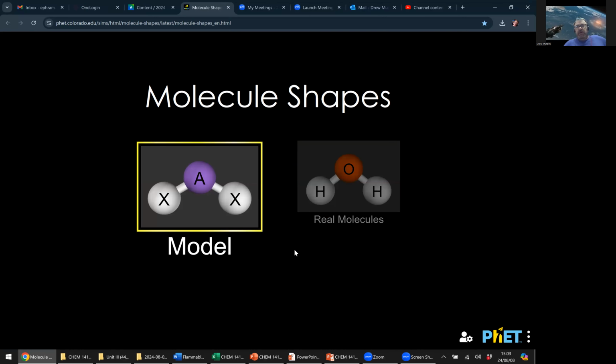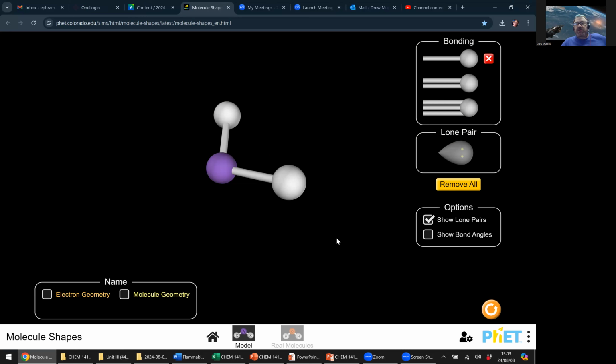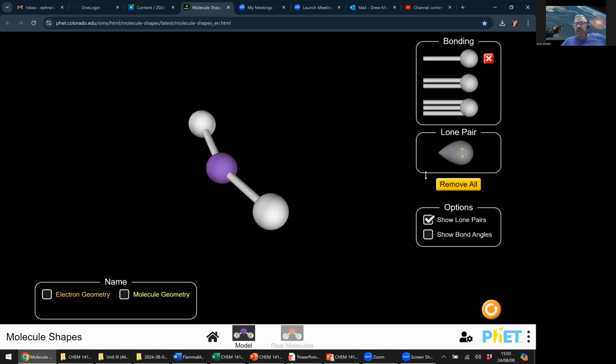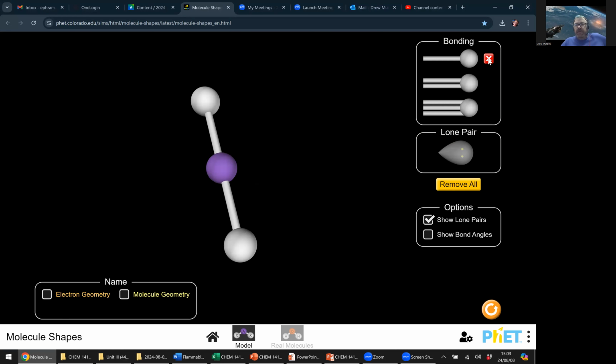When you open this up, it's going to ask us if we want a model or if we want real molecules. It doesn't have every real molecule possible because that would be ridiculous. It would be awesome, but it'd be ridiculous. So we're going to go to a model. It defaulted to give me something with 2 electron groups. You can change the number of electron groups over here by removing things or adding things as you wish.